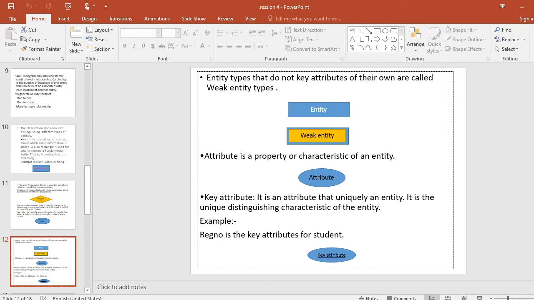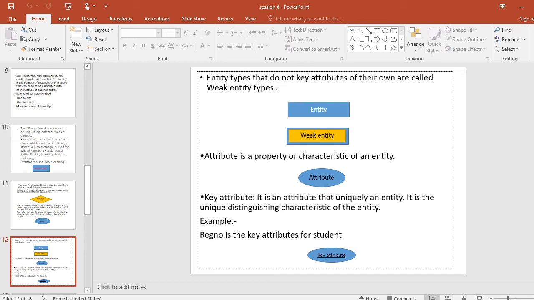An attribute is a property or characteristic of an entity. The diagram shows the attribute. A key attribute is an attribute that uniquely identifies an entity. It is the unique distinguishing characteristic of the entity. For example, register number is the key attribute of the student, because student is an entity. Student has so many attributes: the register number, name, age, sex, phone number, address. Out of so many attributes, register number is one of the attributes.